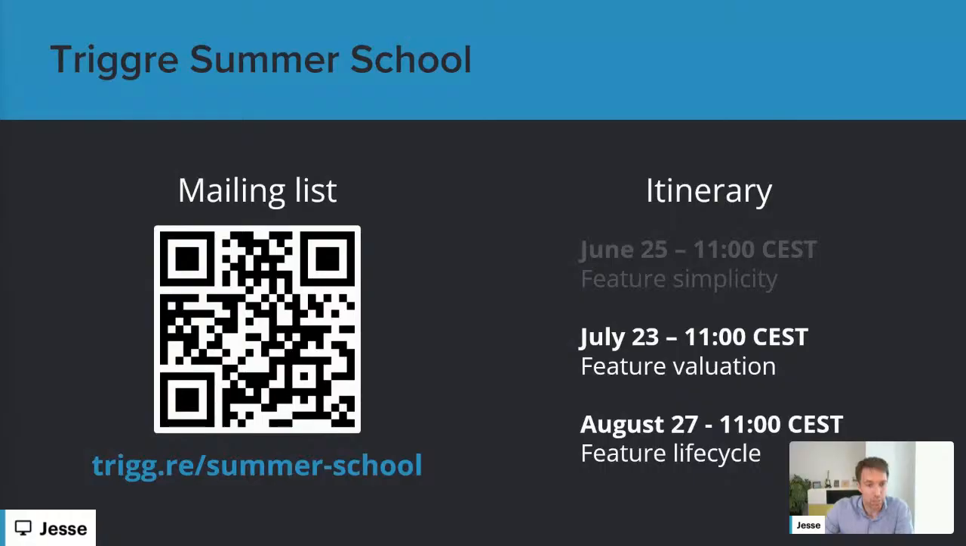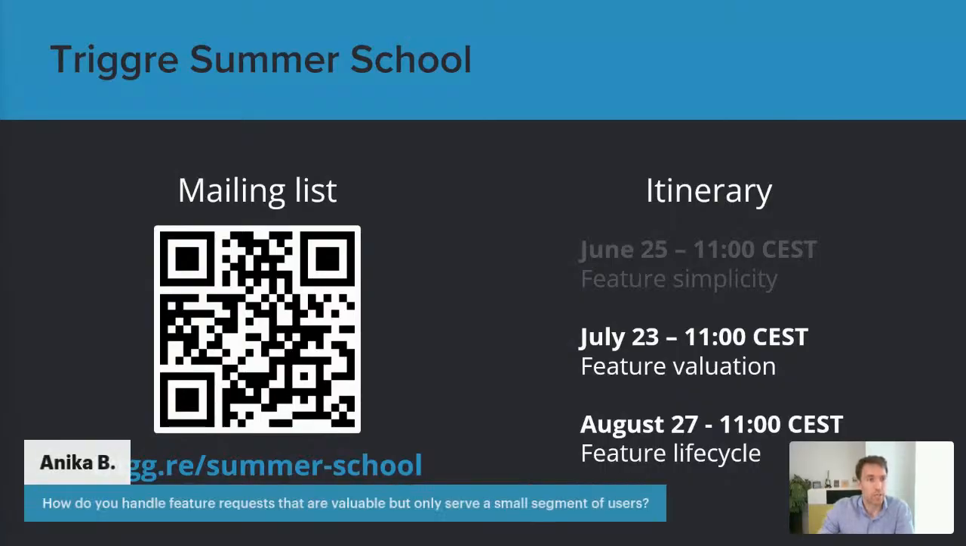And I have a couple of questions that I will go through now. Let me see here. Let's see this one. So Annika asks, how do you handle feature requests that are valuable but only serve a small segment of users? Let's assume that it's not a segment that we talked about before. So I'm assuming it's not your individuals or anything, but let's say a specific target audience.